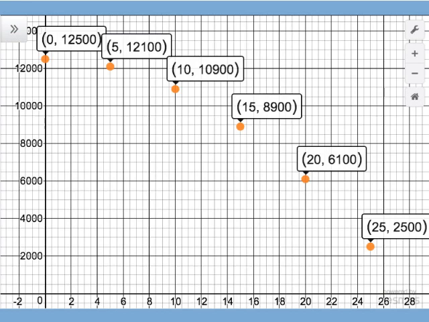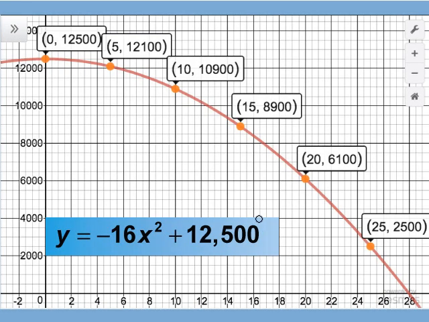The graph of this data shows the curve of what looks like a parabola. The quadratic function that fits this data set is shown here. The constant term is a number that corresponds to this value on the graph. To interpret the function, we say the skydivers start at an altitude of 12,500 feet, but the altitude decreases at the rate of negative 16x squared. The quadratic term takes into account the effects of gravity on the altitude of the skydiver.